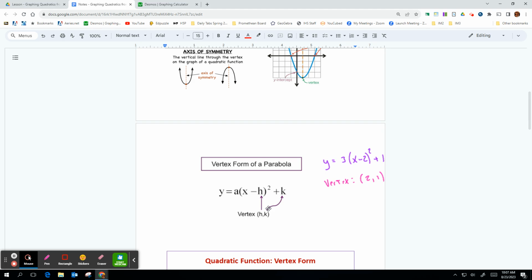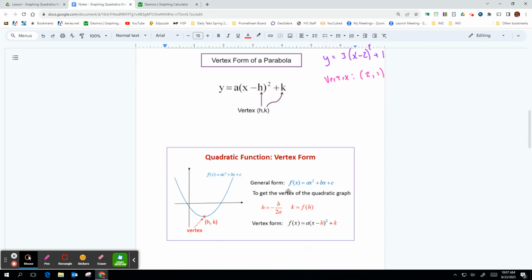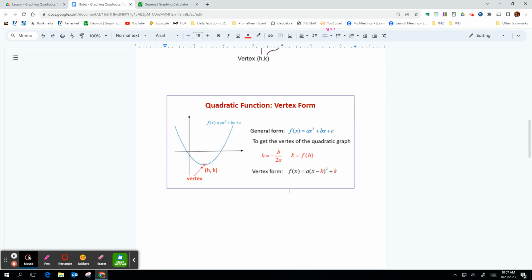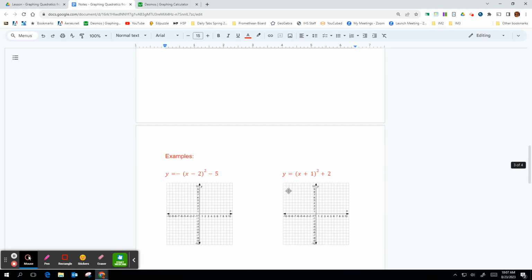So there's still a little work to do. We're not done because all we have is the vertex. There's more to do, but I'll show you. I will come back to this part. There's a reason I put this here. I'll come back to it. So let's just do two examples.